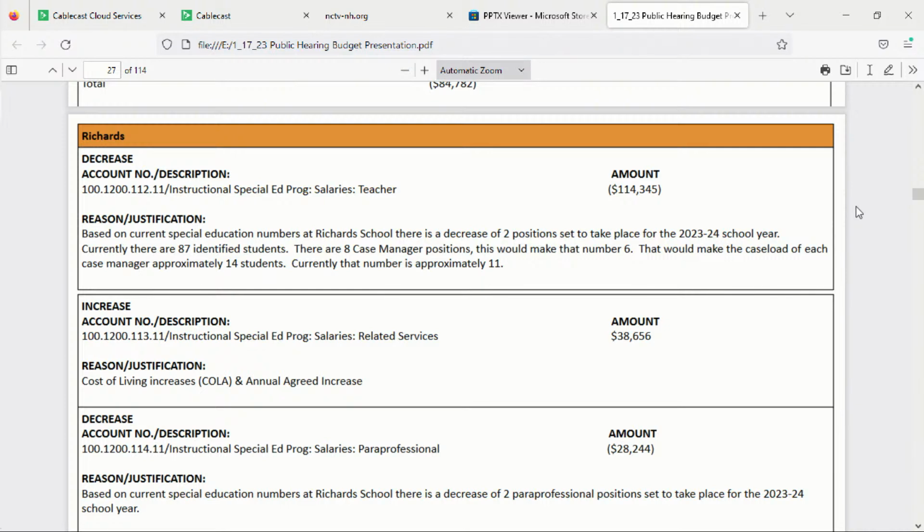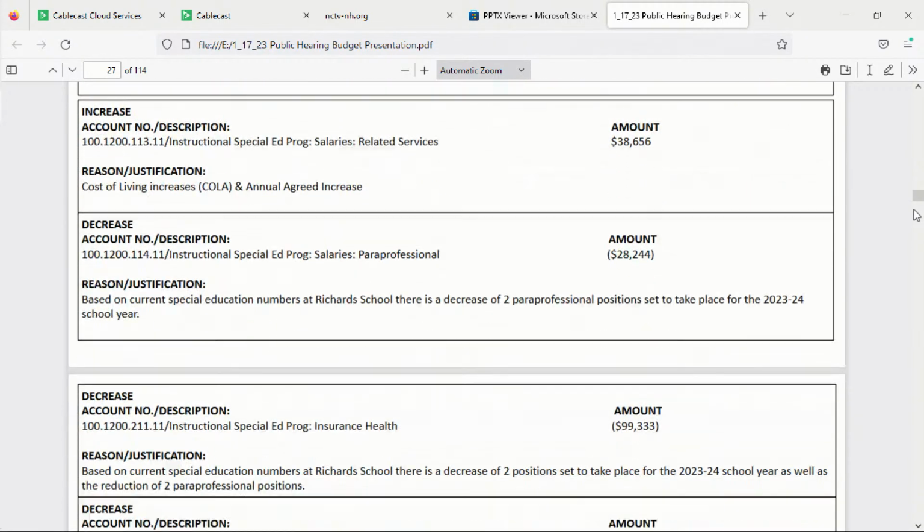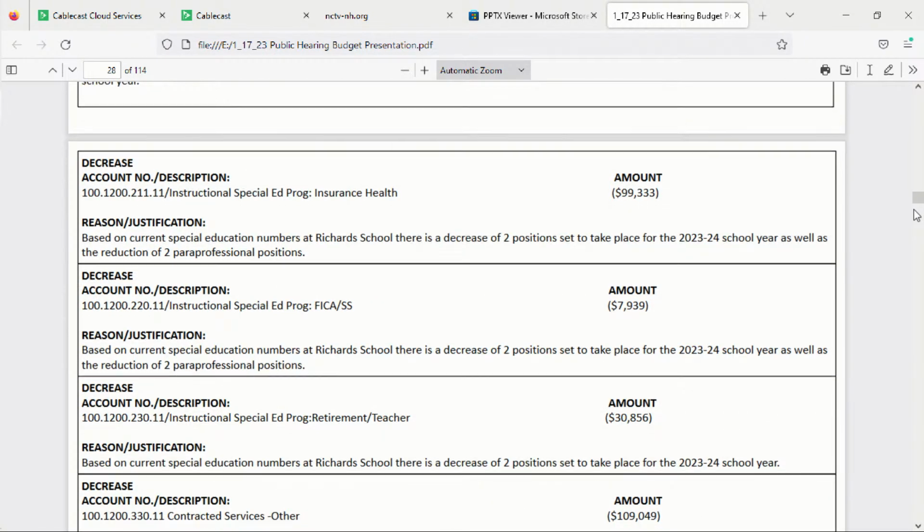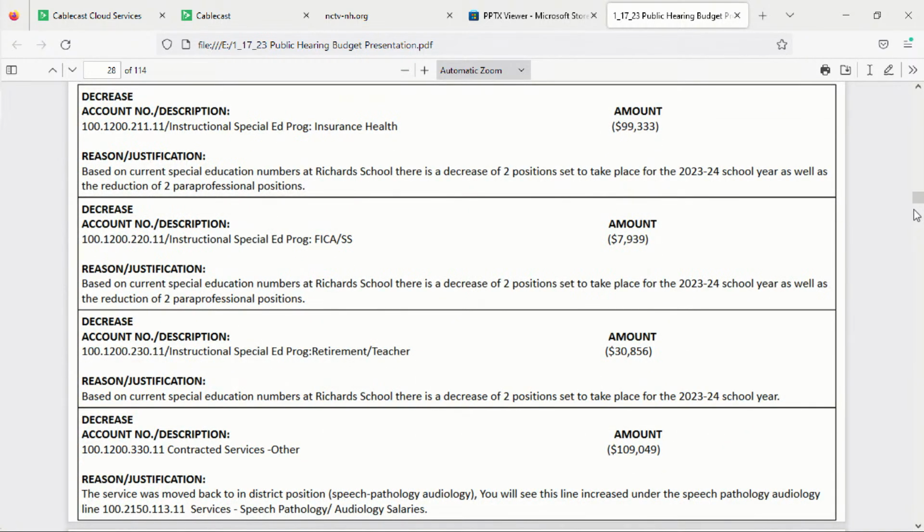And then it looks like at Richards there was a decrease in paraprofessionals, and that was just based on the numbers. It looks like there's a decrease of 2 paraprofessionals to take place for next year. There's a decrease in the health insurance. Again, it's based on the current special education numbers at Richards. And then a decrease in the special ed programming, instructional special ed programming, based on numbers again. This is all based on student need.